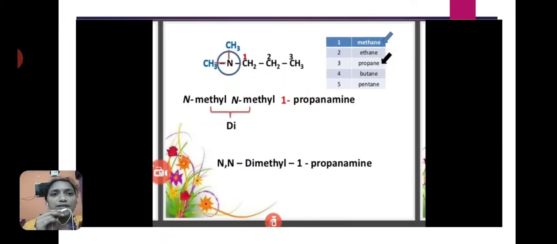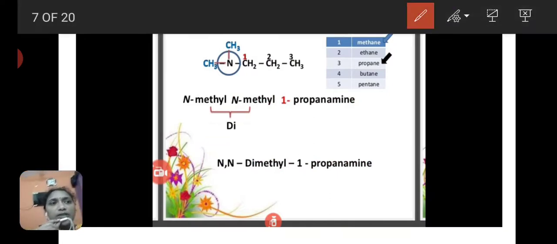And one more example is here. This is also a tertiary amine. Nitrogen is bonded with 3 alkyl groups, so it is also a tertiary amine, but two sides have methyl groups and one side has a propane chain. Among these, the propane chain is the long chain, so we can take propane as the base chain.